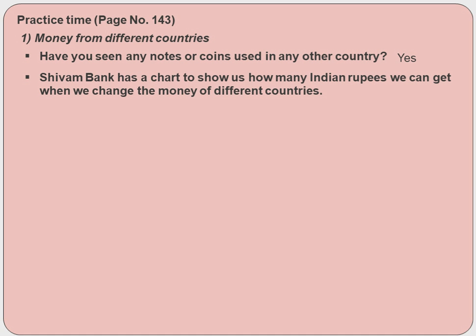Okay. Now, Shivam Bank has a chart to show us how many Indian rupees we can get when we change the money of different countries. Chart means a tabular form. So if I change a dollar, we will see how many Indian rupees we get. Different countries have different currencies, which convert into different amounts of Indian rupees. Now, let us see the tabular form.